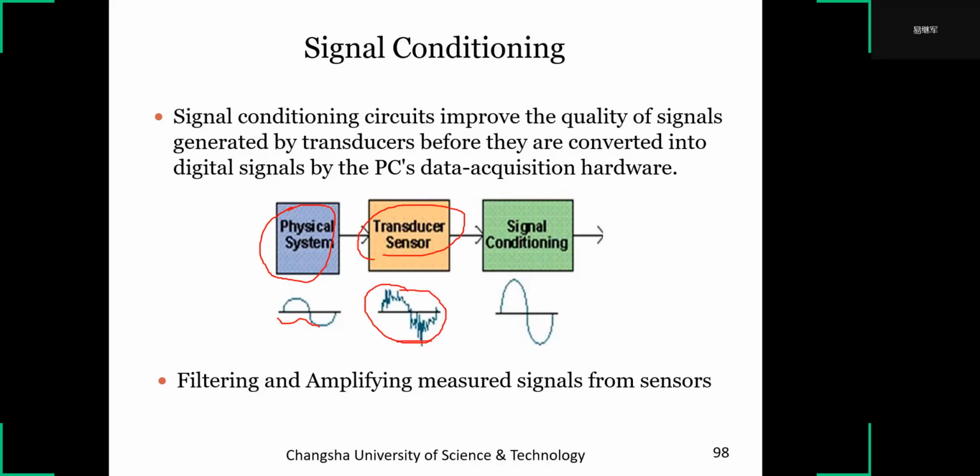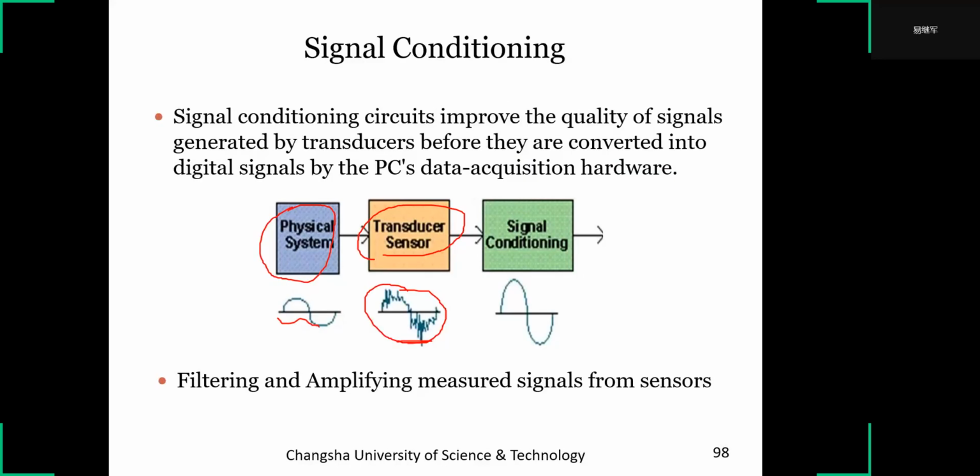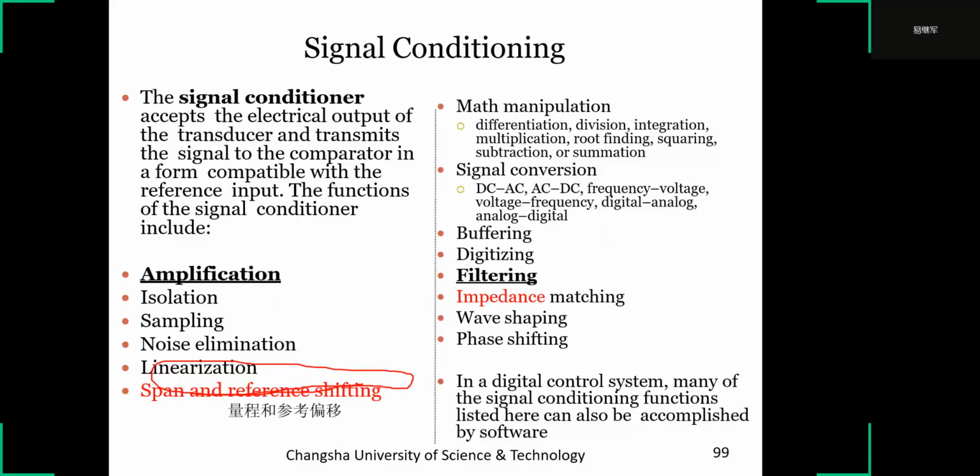There is some noise with the signals. So after the signal is conditioned, the signal becomes clear. Filtering and amplifying the signal from the sensor is something we often do to the signal. Signal conditioning.